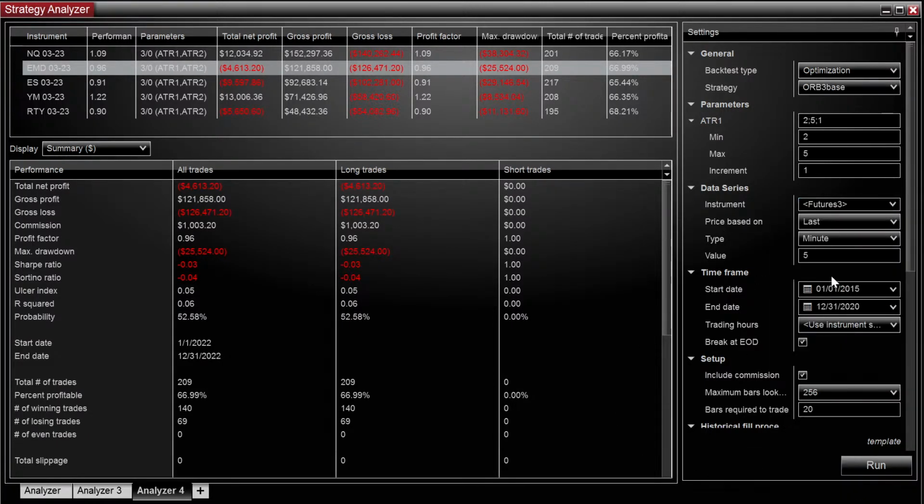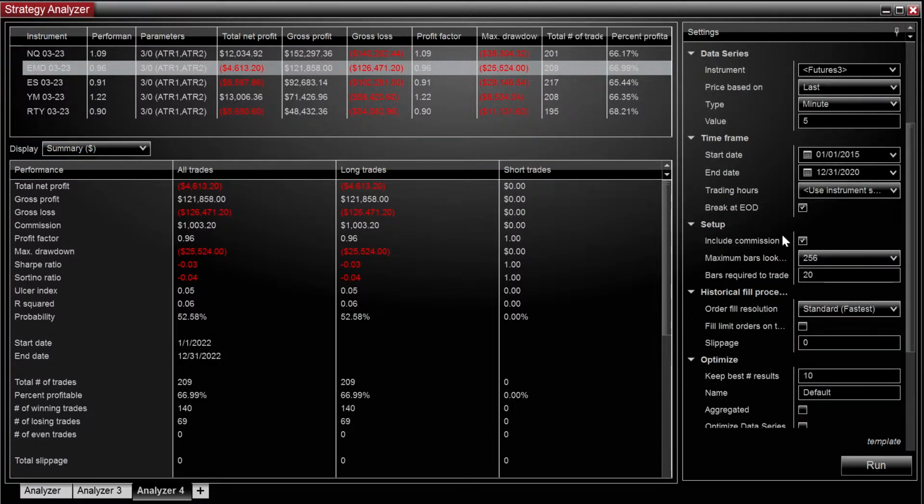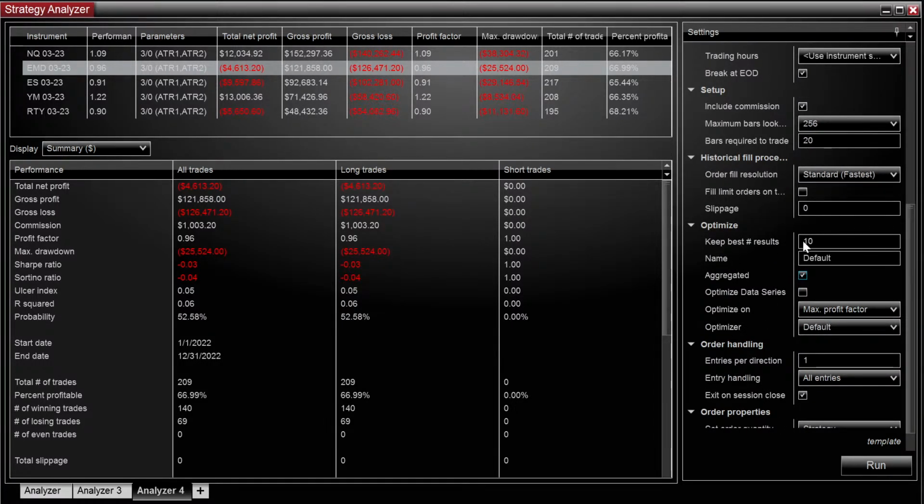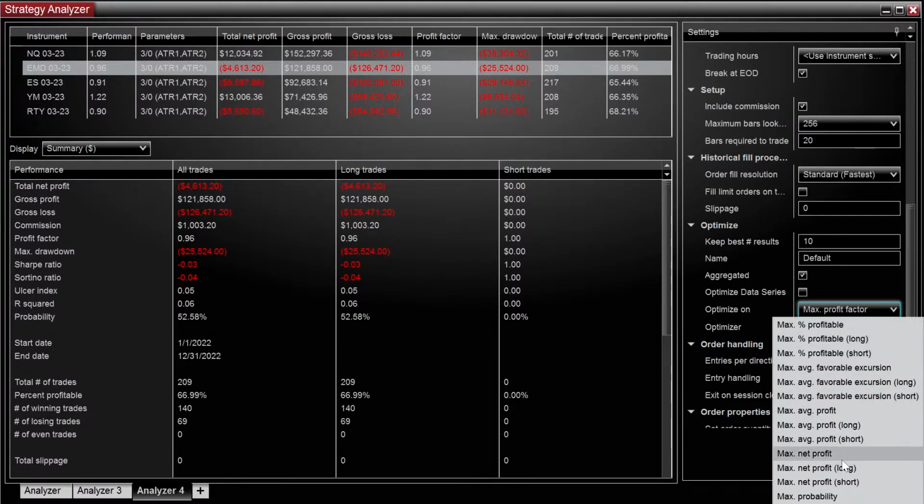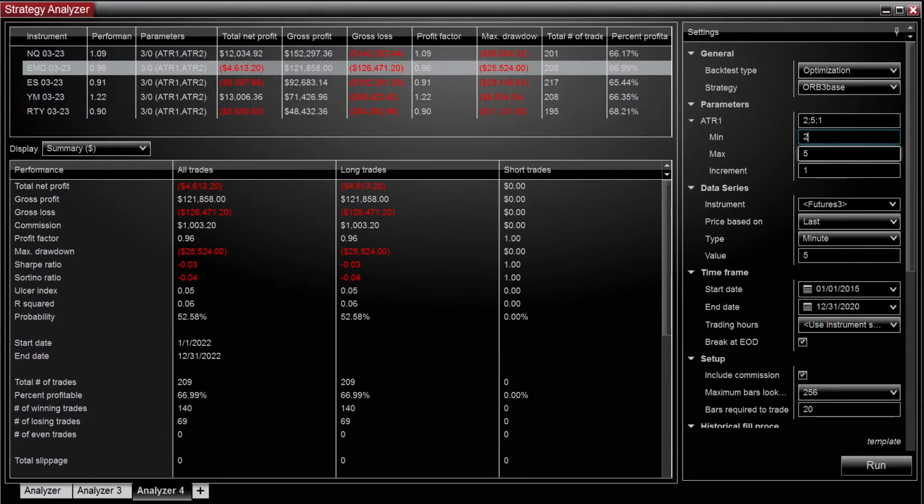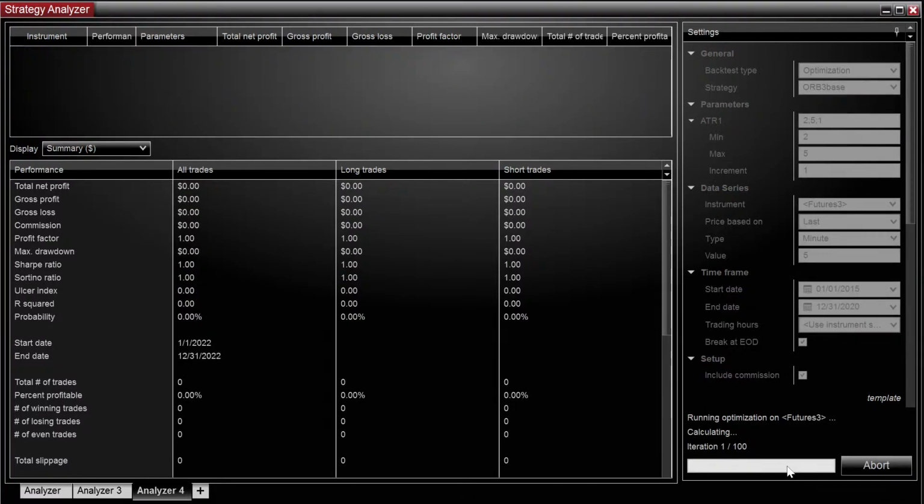Choose our main basket list. I'm going to do the 5 minutes. So we got 2015 to 2020. I'm going to include commission. We're going to aggregate the results because we want the most robust parameter, not the best parameter of each instrument. Maximum net profit. 251. Okay, I'm going to click the magic button. Save my workspace, and this 5 minutes shouldn't be too hard. We're going to find out. But the 2 minute, NinjaTrader might explode.